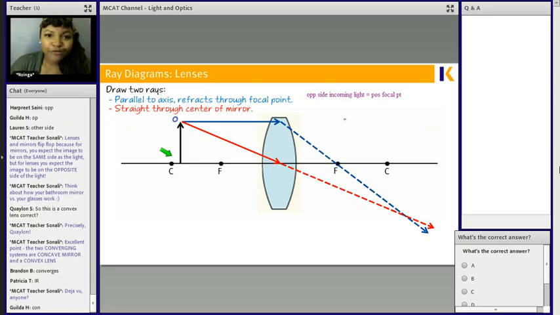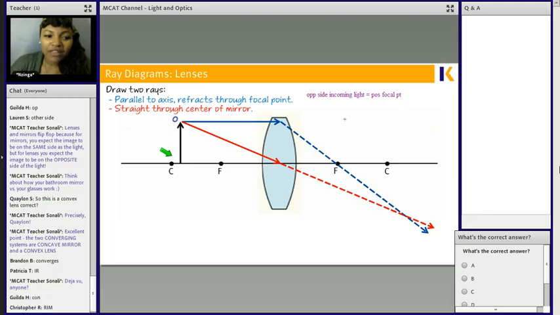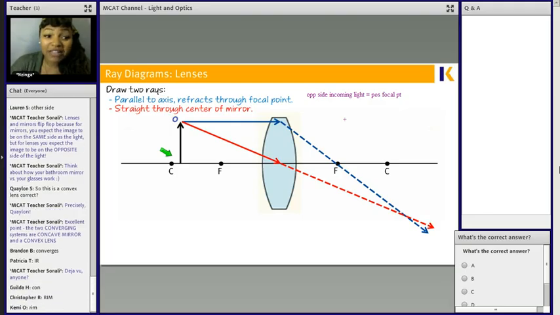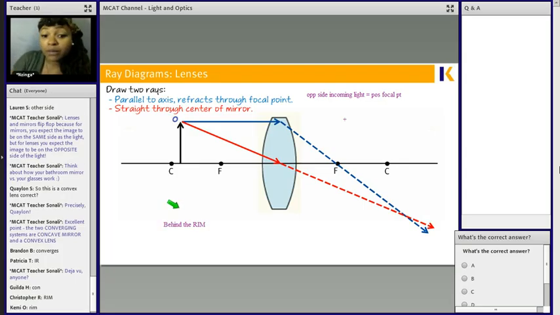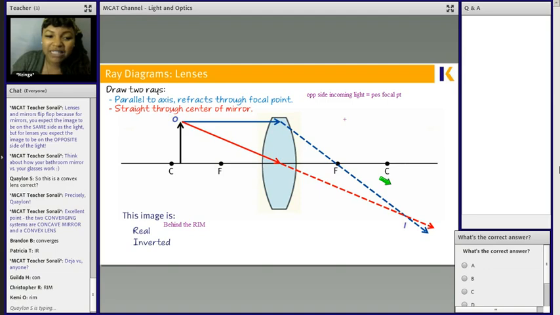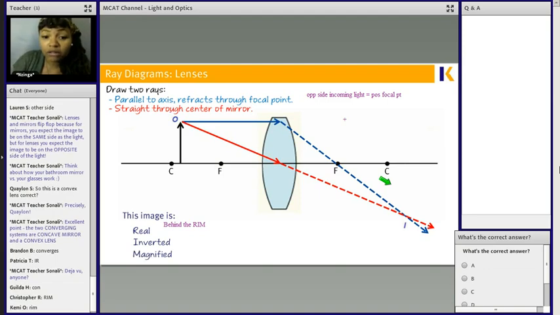There was a little acronym that we came up with. So we said behind the rim. Let's jot that down. Behind the rim. Okay, so he says it's going to be real, it's going to be inverted, and it is going to be magnified. And that's exactly what we see here. So remember that when it comes to testing. Real, inverted, and magnified, regardless of whether it's a mirror or a lens. You can take a screenshot of that if you'd like.